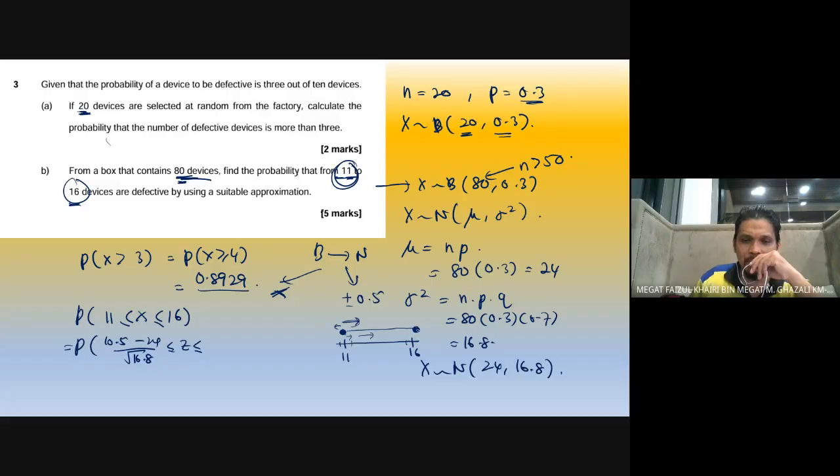Then here now 16. So go in this direction and we take a 0.5 step to the right side. It is 16.5 minus 24 divided by the square root of 16.8. So then this is negative 3.29 and this is negative 1.83. Okay, next.